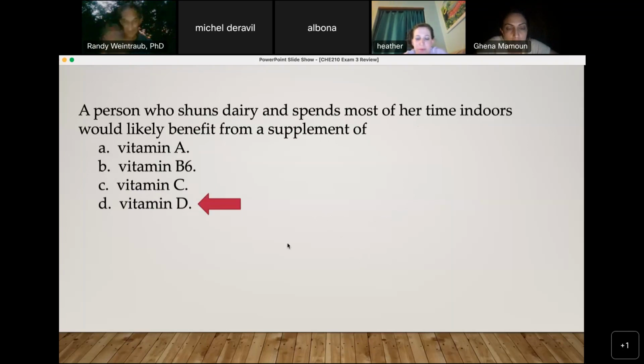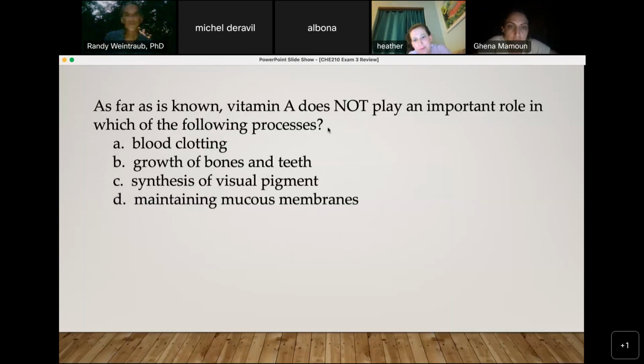Because we get a lot of vitamin D made right on our skin from that cholesterol-like precursor and sunlight. As far as we know, vitamin A does not play a role in which of the following? A, blood clotting. I think that's okay, good. So vitamin A has roles in the others. Teeth, visual, we know that. And mucous membrane is really important too, right? It protects against a lot of things.